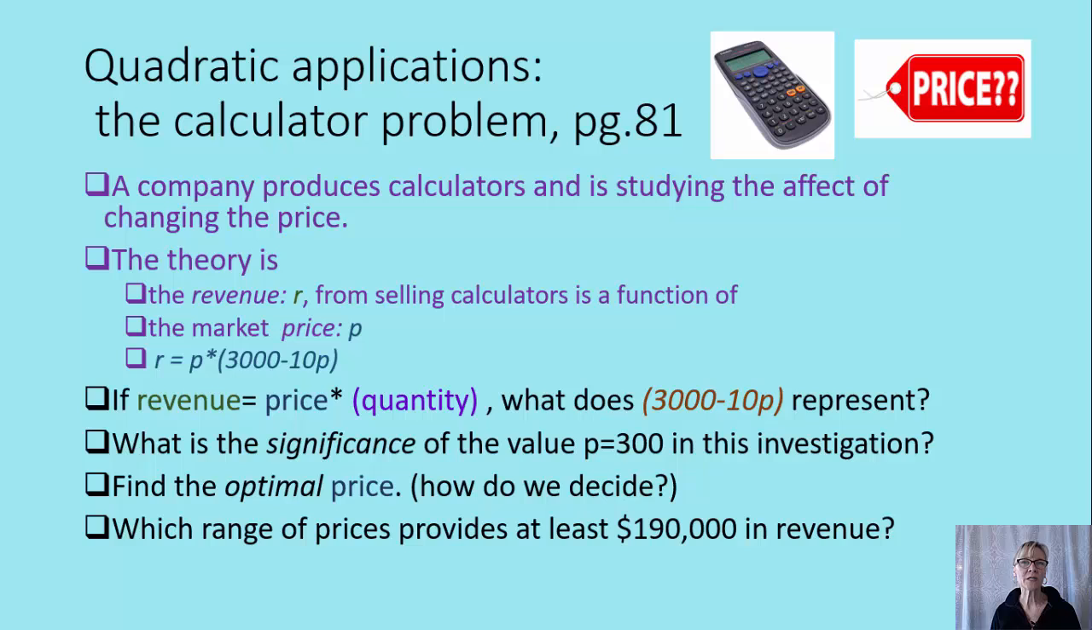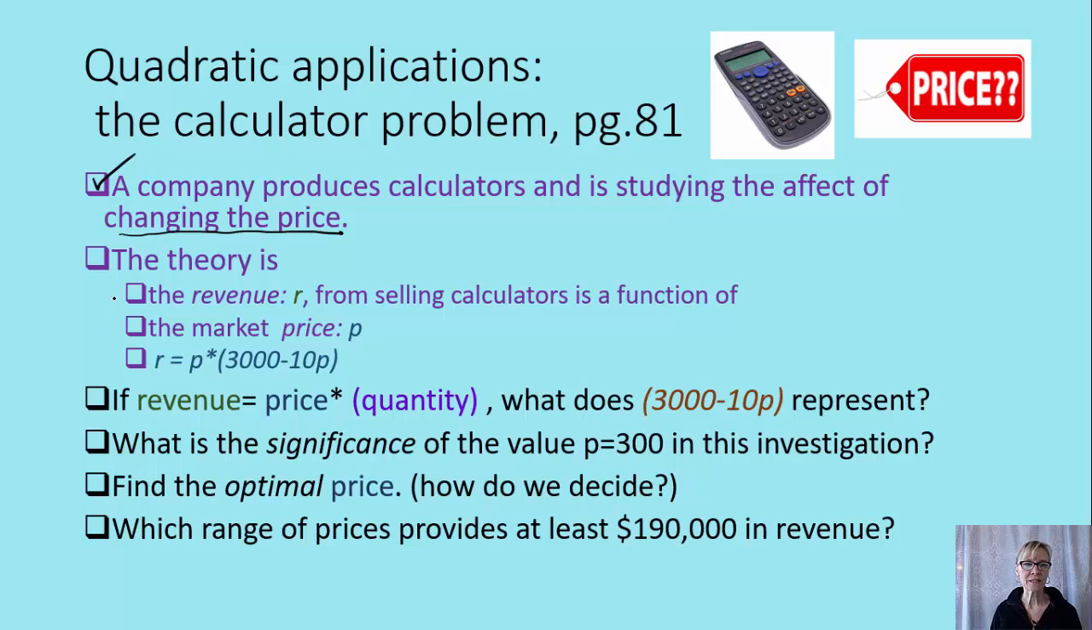So somewhere between those two possibilities is the best price, the optimal price, where you're going to sell enough calculators at a good price so that the company makes the most it can make based on the price of the calculator. And that's what this problem's all about. So here's the actual wording right off your homework. A company produces calculators and is studying the effect of changing the price. That's what we're going to look at.